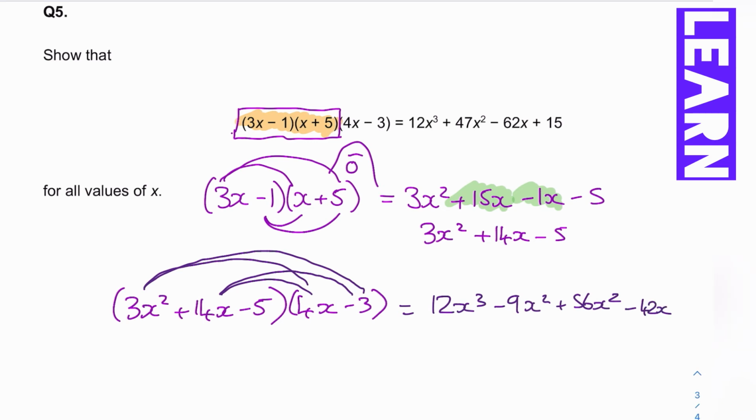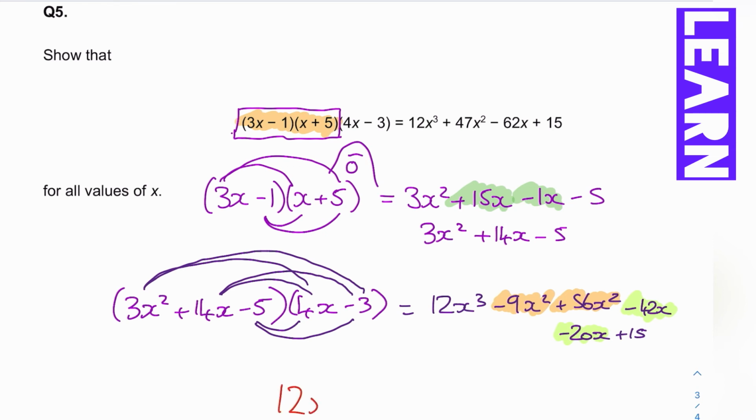And then finally we've got to multiply our negative 5 by both terms. Negative 5 multiplied by 4x is equal to negative 20x. And then finally negative 5 multiplied by negative 3 is equal to positive 15. So now we've got to collect together our like terms. Again, this is slightly trickier because we've got more sets of like terms. We've got negative 9x squared plus 56x squared, and we've got negative 42x and negative 20x.